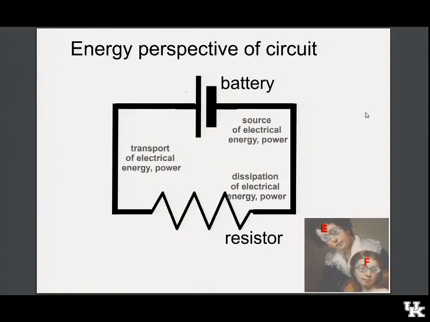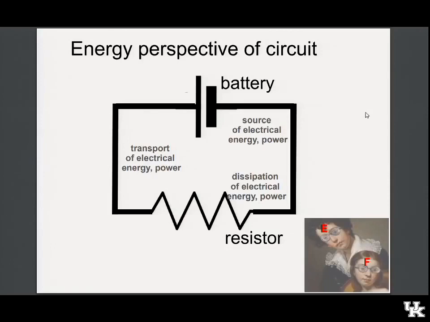Another way you can think about electrical circuits is from the energy perspective. If you think about this circuit from the energy perspective, then the battery is a source of electrical energy and electrical power. It's actually turning chemical energy, chemical power, into electrical energy, electrical power. So that's the source of energy for the circuit.